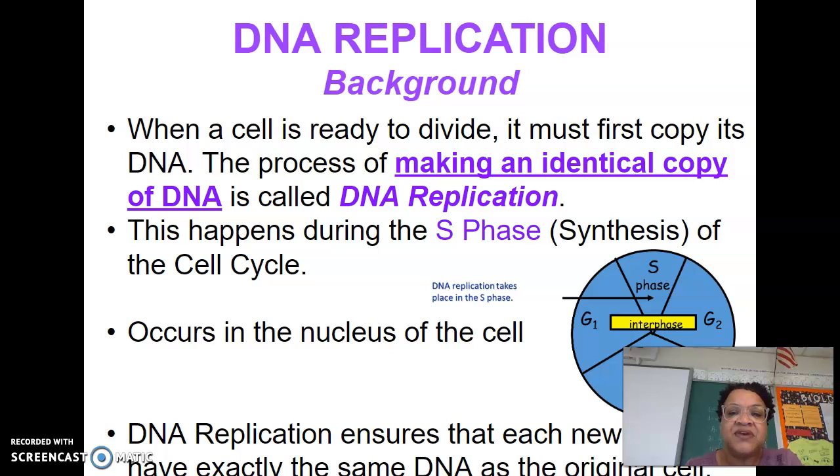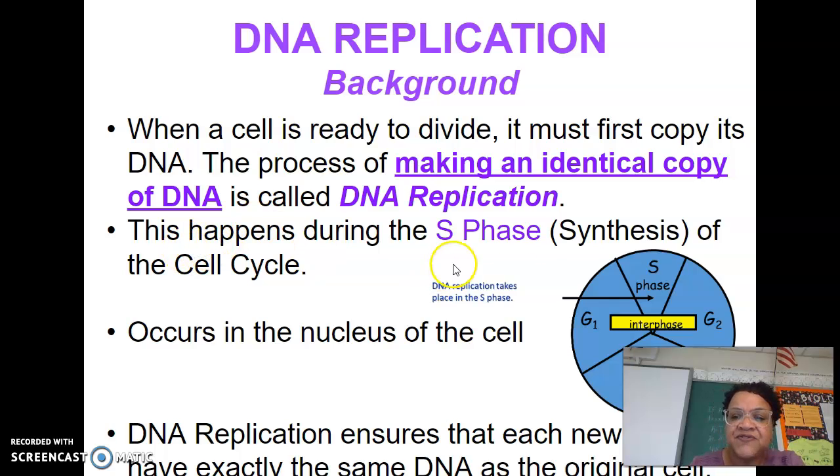So when a cell is ready to divide, it must first copy its DNA. The process of making an identical copy of DNA is called DNA replication. This occurs during the S phase of the cell cycle. So again, if you fall down and skin your knee, you want those skin cells to come back and be the exact same type of skin that you had prior to falling down, right?